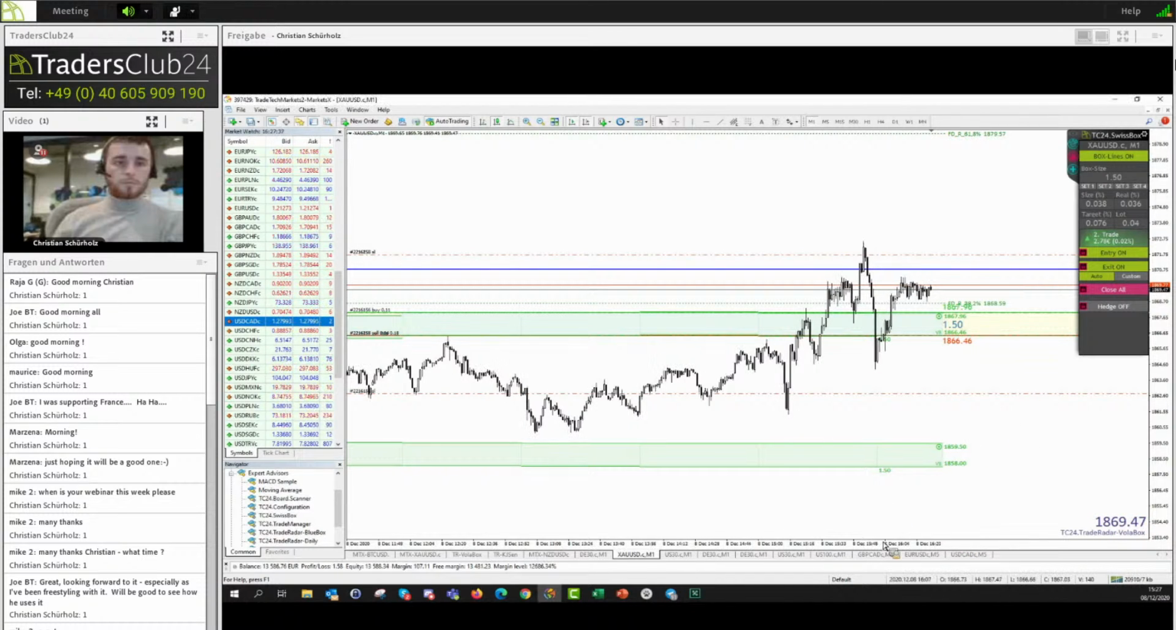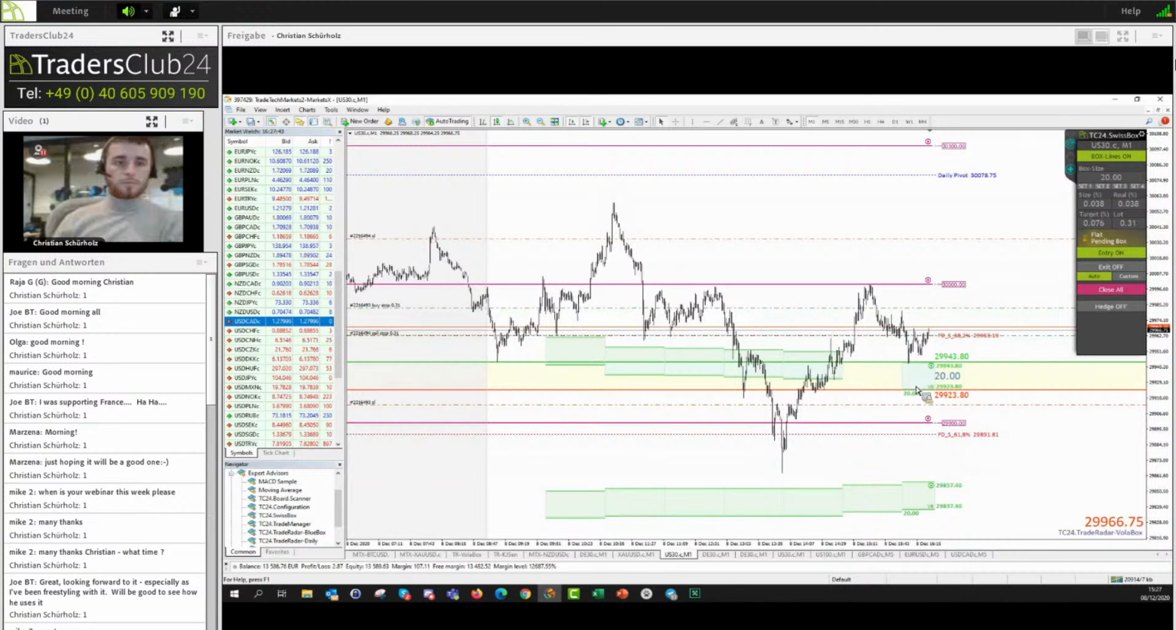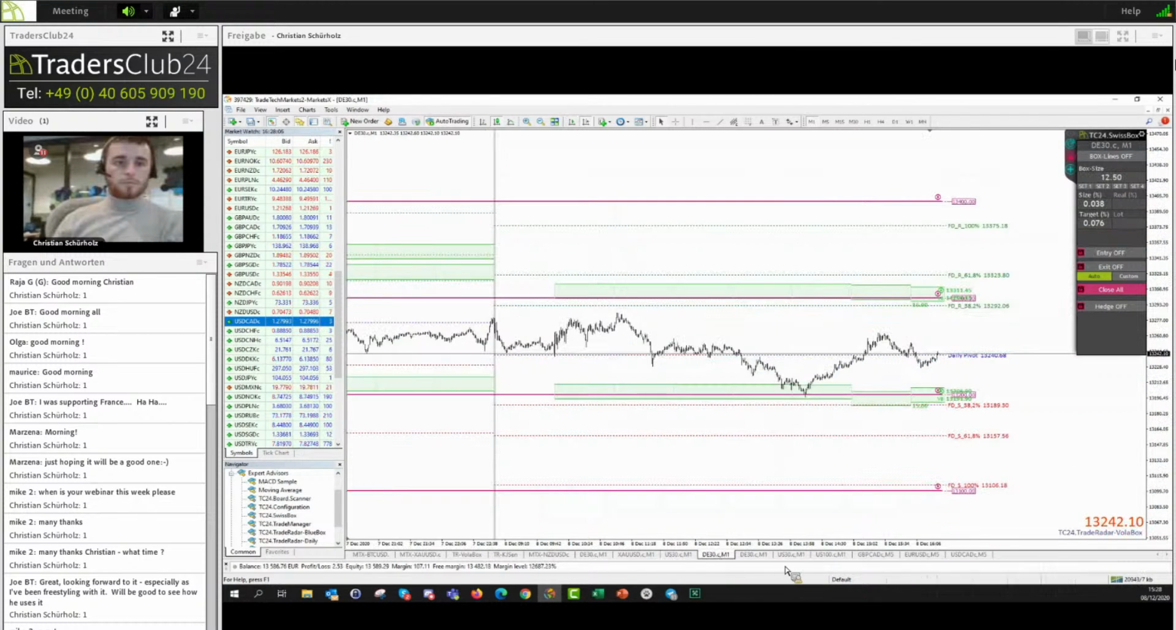In case any of you want to set up any of these similar trades and you don't have the vola box here, so we've got the US 30. Vola box is set 20 points in size. Here are the numbers 29943.8 and 29923.8. Can go ahead and copy that signal.